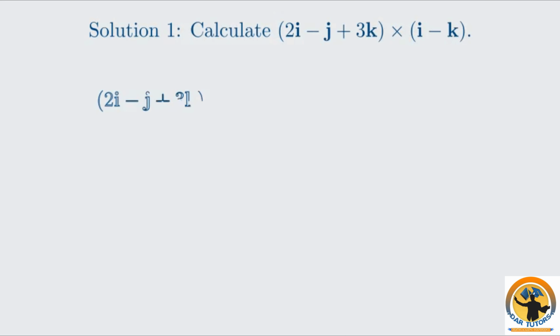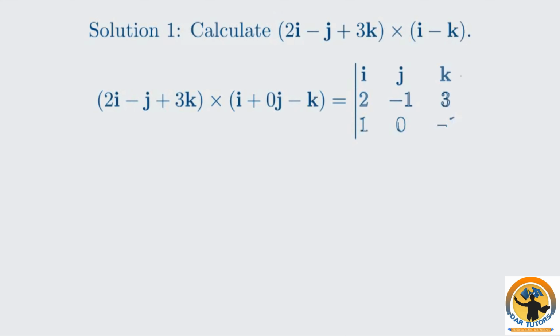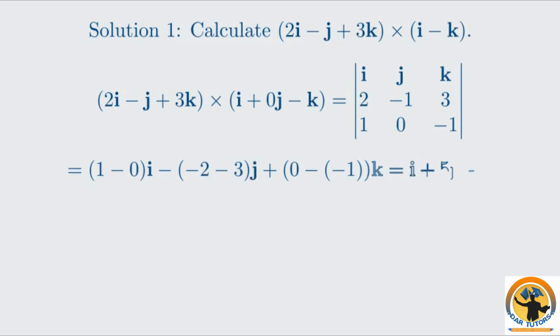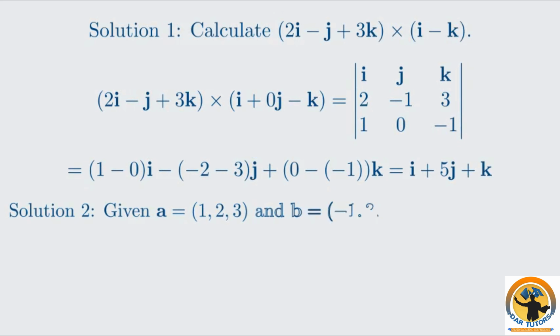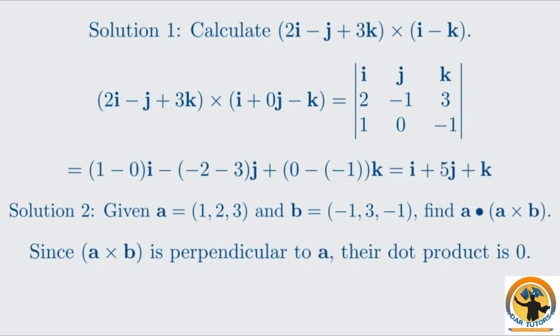For question 1, we calculate the cross product using the determinant method. The result is i plus 5j plus k. For question 2, we need to find A dot A cross B. We know that A cross B is a vector perpendicular to A. Therefore, their dot product must be 0, no calculation is needed.